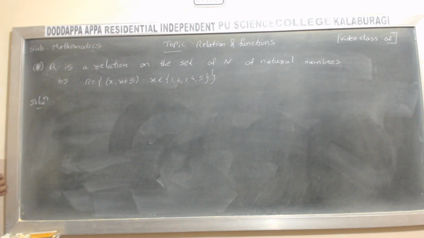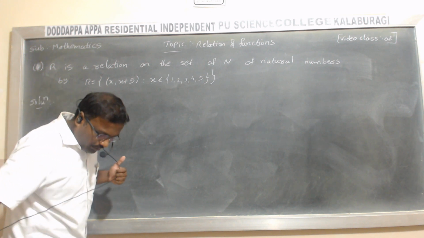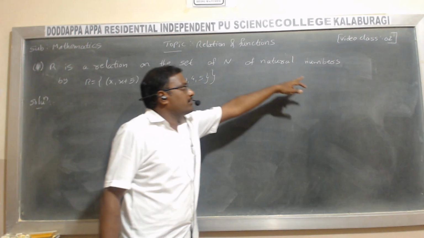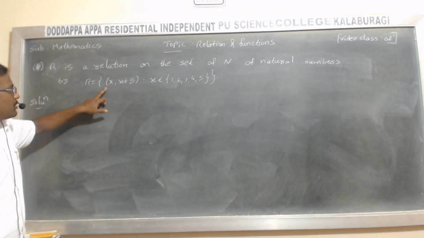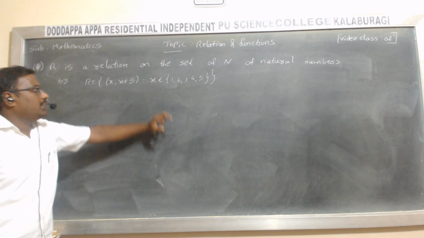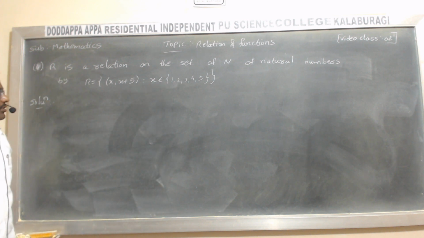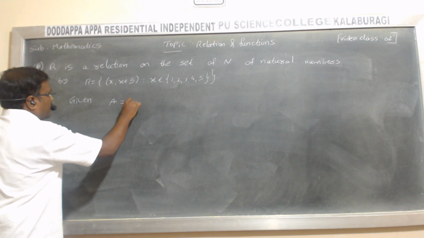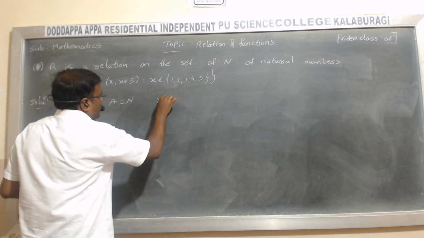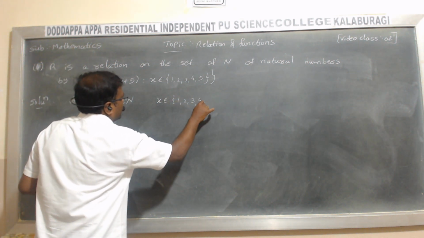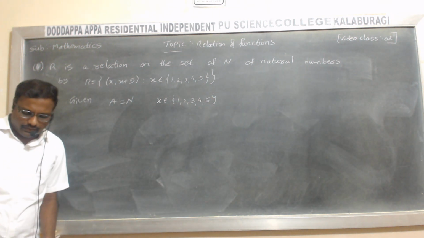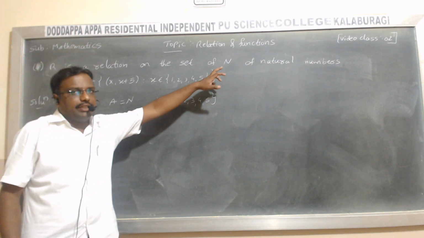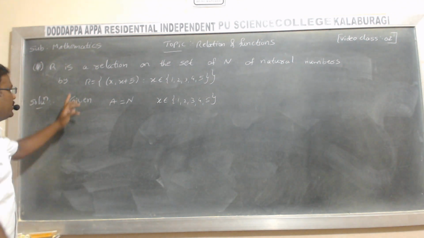Next, another problem. Here what is the given? R is a relation on the set of natural numbers by R is equal to the set of x comma x plus 5 such that x belongs to 1, 2, 3, 4, 5. Here you can find the Cartesian product first, but it will be lengthy. There is no end because natural numbers are given. So that's why you can find the relation directly.